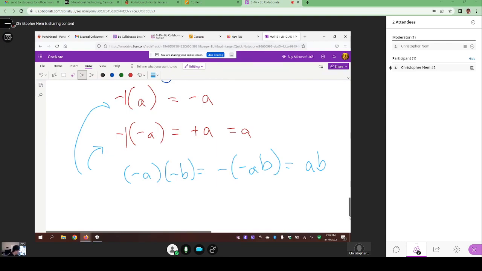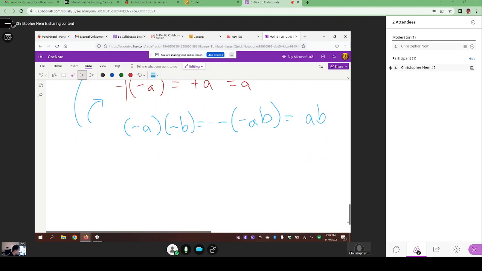And then the last part about negatives: what if you had negative times (A plus B)? Well, that just means we have to distribute it over. We can treat this as a negative 1 and distribute the negatives over, which will give us negative A plus negative B, which is the exact same thing as saying negative A minus B. And I want you guys to be aware that they are the same. They are equivalent.